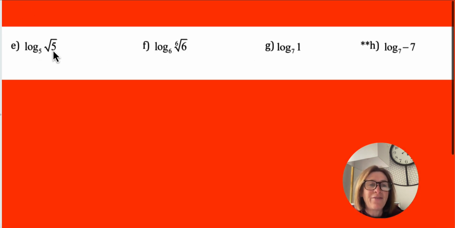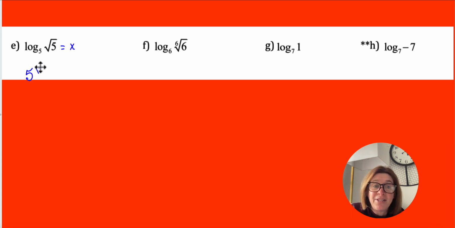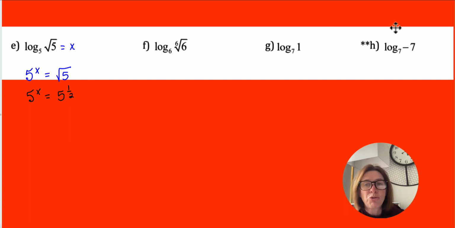Let's try another one. Log base 5 of the square root of 5. All right, so 5 to what power gives me the square root of 5? Well, algebraically, 5 to the x equals the square root of 5. To make the bases the same, we're going to say 5 to the x equals 5 to the 1/2. All right, so I'm going to suggest you try these next 3. So press pause and come back and see if you've got them.